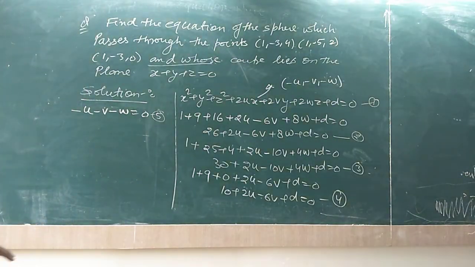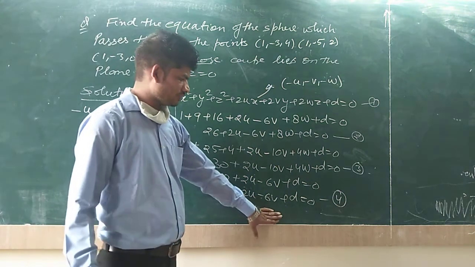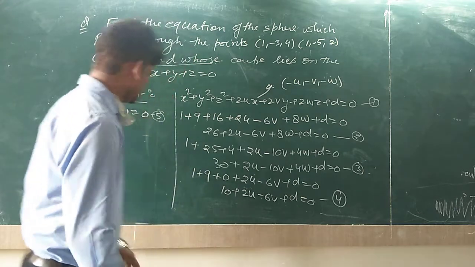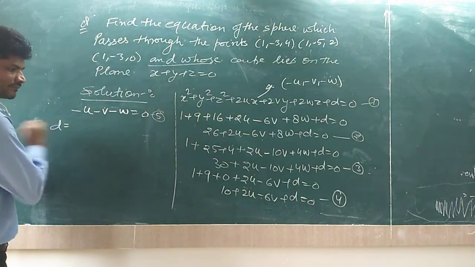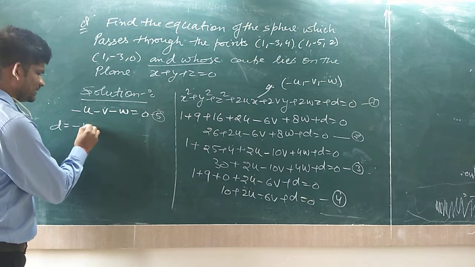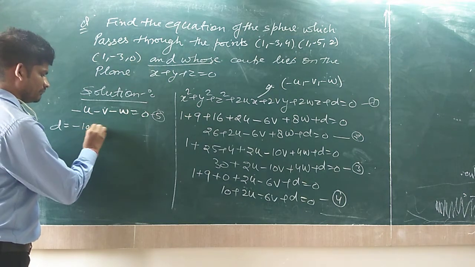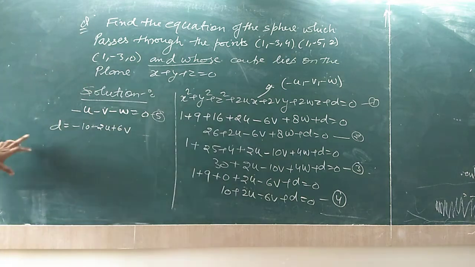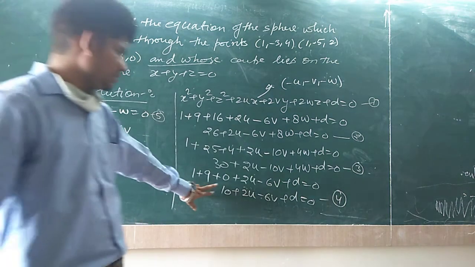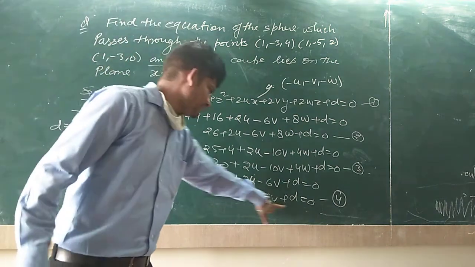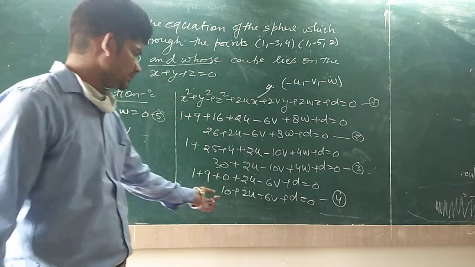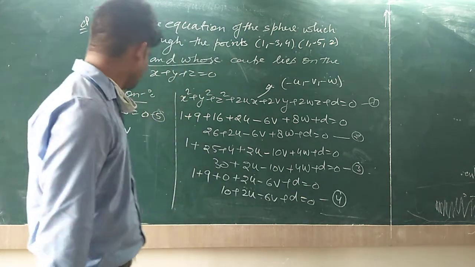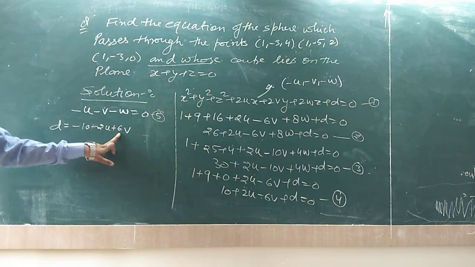So first, from equation number 4, find the value of d and put it in the second and third. Transferring to the right hand side, we get d equal to minus 10 minus 2u plus 6v.